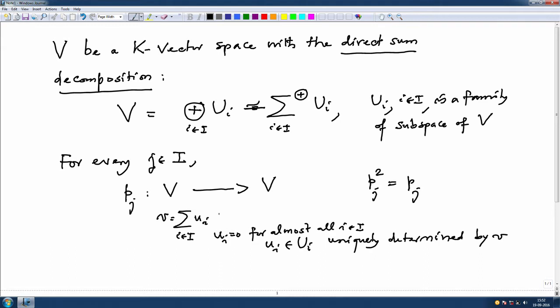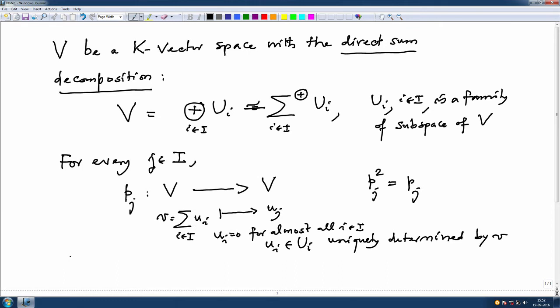So, map this v to the jth component here, uj. This obviously makes sense, and it is a map from V to V, because these components are uniquely determined by v. Now, we have to check several things. We have to check that Pj is a projection, that means we have to check that Pj square is Pj. So, let us check that first.